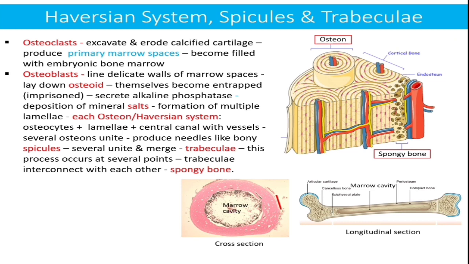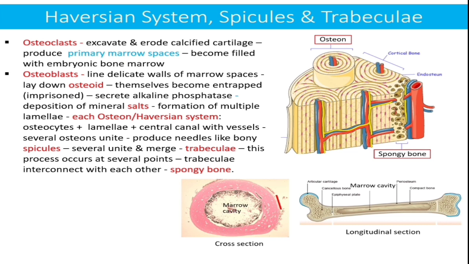Haversian system, spicules, and trabeculae. Osteoclasts excavate and erode calcified cartilage and produce primary marrow spaces, which become filled with embryonic bone marrow. Osteoblasts line the delicate walls of marrow spaces and lay down osteoid, and themselves become imprisoned and secrete alkaline phosphatase, which causes deposition of mineral salts, hence the formation of multiple lamellae in this fashion.